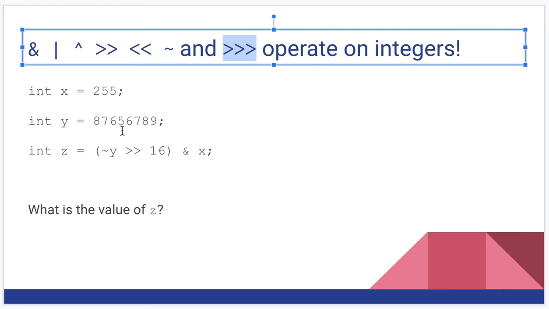So if I had int x equals 255, int y equals some really weird value, I could set z equal to the NOT of y shifted by 16 bits, bitwise anded with the value in x. And the question is, what is the value of z? What I'm going to do with this example is, in just a moment, splice in some whiteboard where I work through that value of z, and we'll see what comes of it.